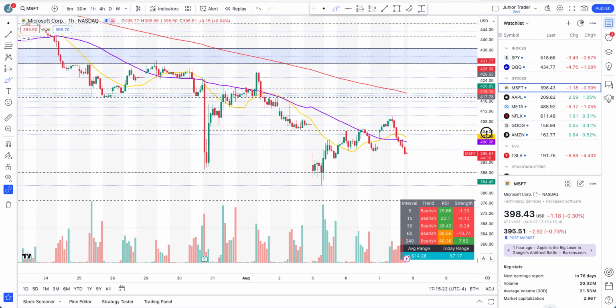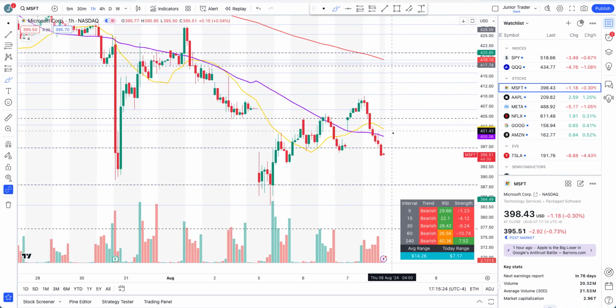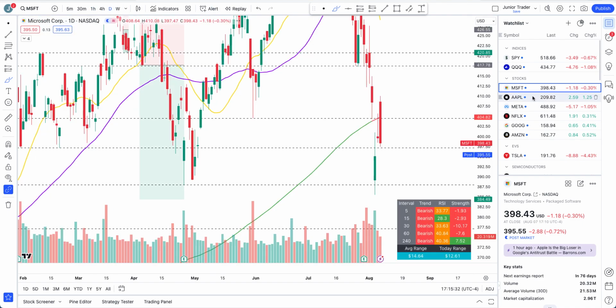And even on the hourly interval, wow. If you stay below 397, it's just a downside play tomorrow as well. Still very weak right now.